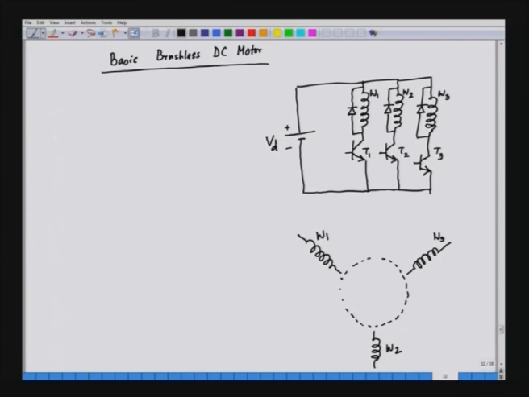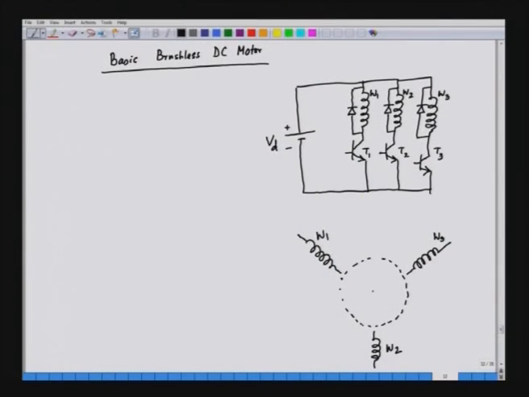Now, what about the rotor? The rotor has a 2-pole structure. So, for example, we can consider the rotor to be a magnet, and the magnet has just 2 poles in the following fashion. So, in the rotor we have a magnet, and the magnet has 2 poles, one north pole and the other south pole.